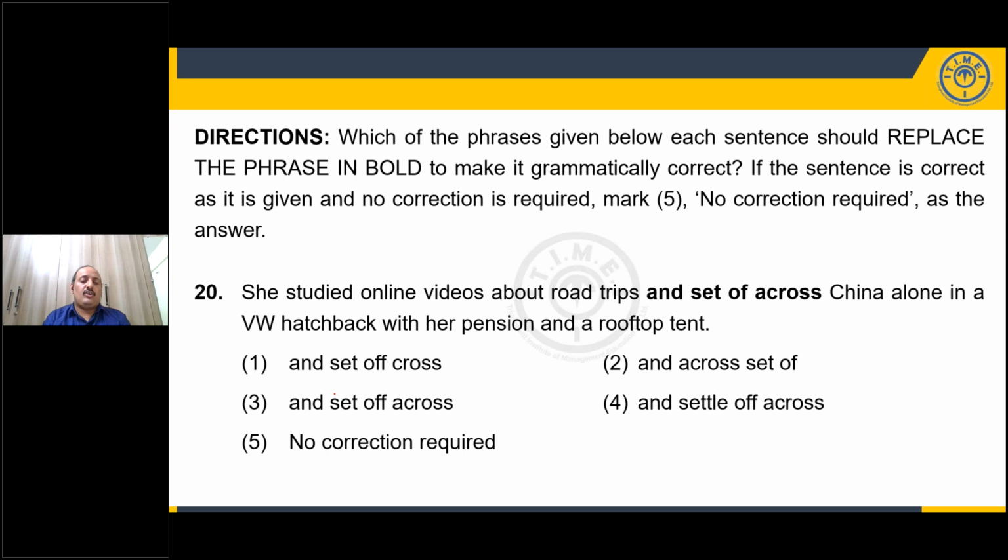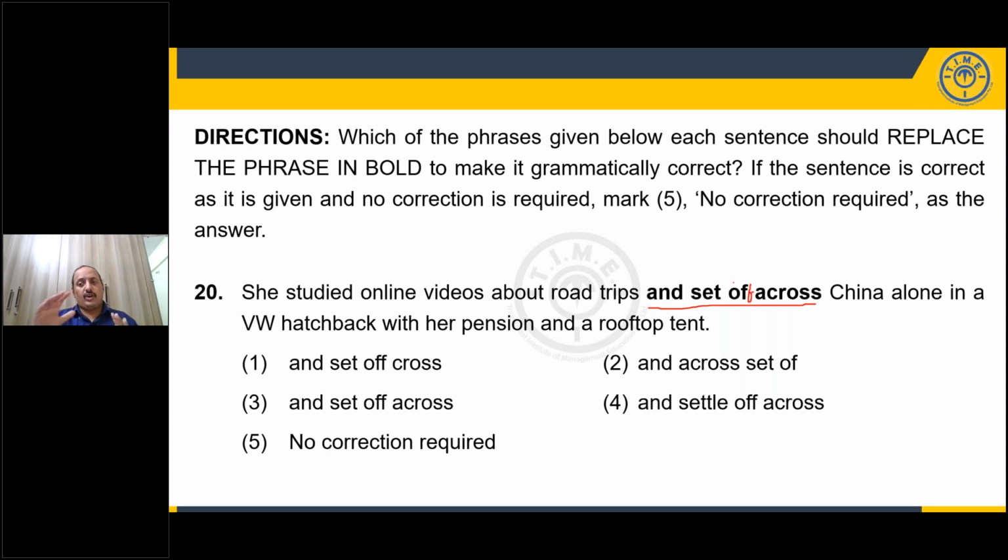She studied online videos about road trips and set off across China alone in a VW hatchback with a pension and a rooftop tent. This "and set off across" part is wrong. Now that is the bold part that I need to check. Now, do I say "set off across"? No, I'll say "set across off China." So the position of the "off" is definitely wrong. I should say "set across China" or "set off across China," in which case I'll need a double F.